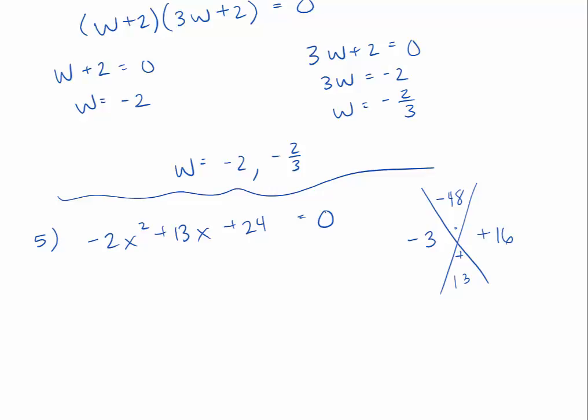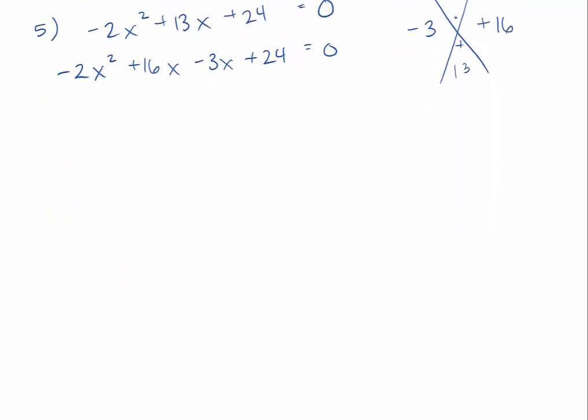Again, this a is not equal to 1, so I'm going to have to rewrite it. So I rewrite it as negative 2x squared, and then instead of 13, I'm going to write plus 16x, and then minus 3x. So I get a plus. If I add those two together, it would be plus 13x plus 24 equals 0. Scroll up a little bit, and then I'm going to group it, factor by grouping, right? So this is negative 2x squared plus 16x, and it's plus, and then in parentheses it's minus 3x plus 24.